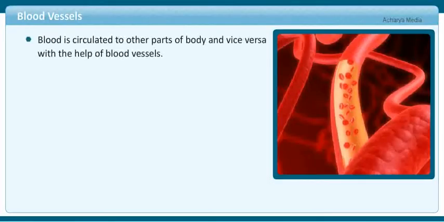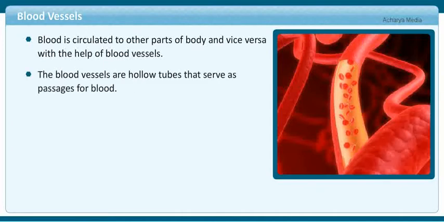The blood is circulated to other parts of the body and vice versa with the help of blood vessels. The blood vessels are hollow tubes that serve as passages for blood. There are 2 types of blood vessels. They are arteries and veins.